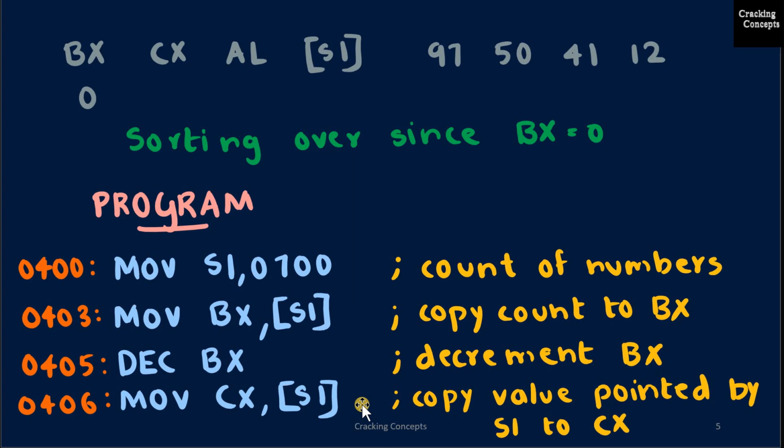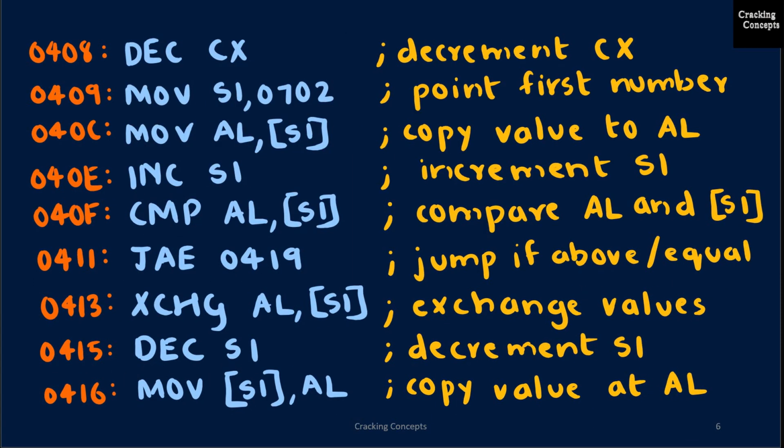Then I copy the value at location SI again to CX, since we have two counters. This is a 2-byte instruction. Then the value of CX is decremented by 1. This is a 1-byte instruction. Now I'm going to take out the values that are to be compared, which starts from the location 0702. So I point the SI register to that location. Now this is a 3-byte instruction.